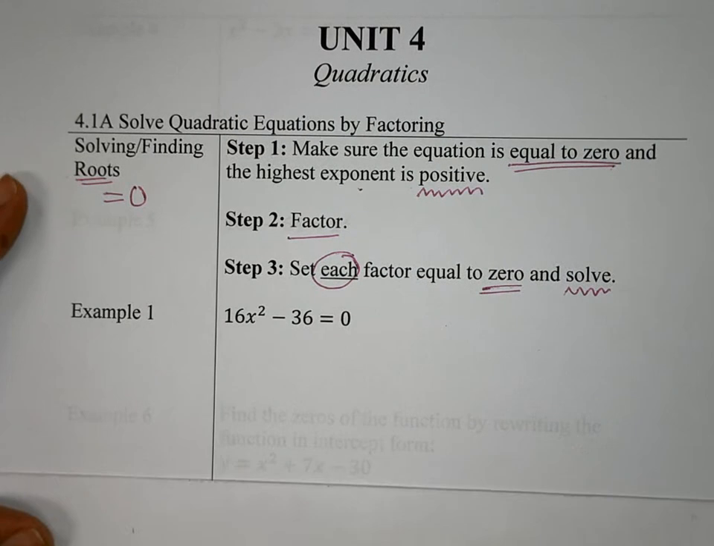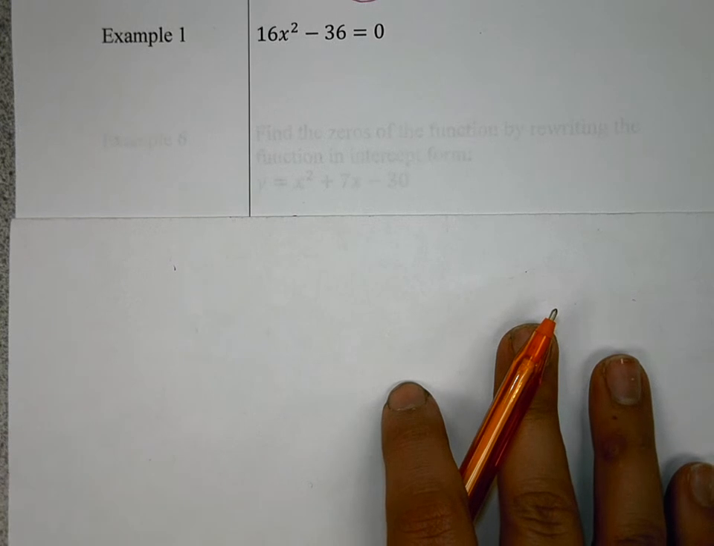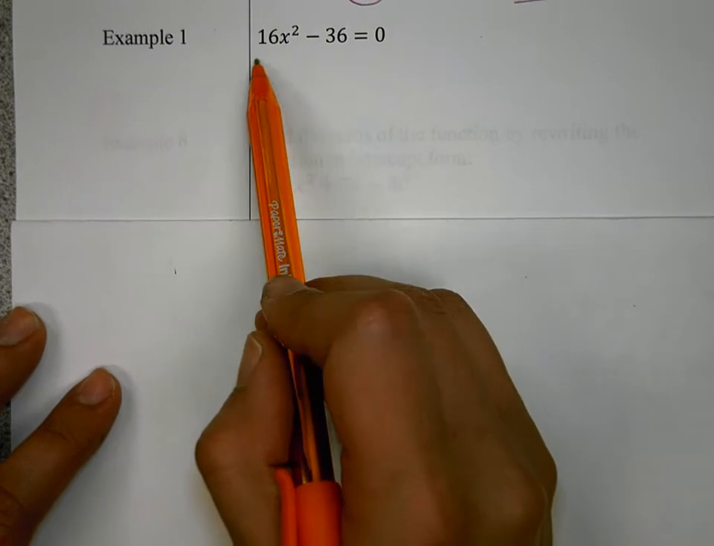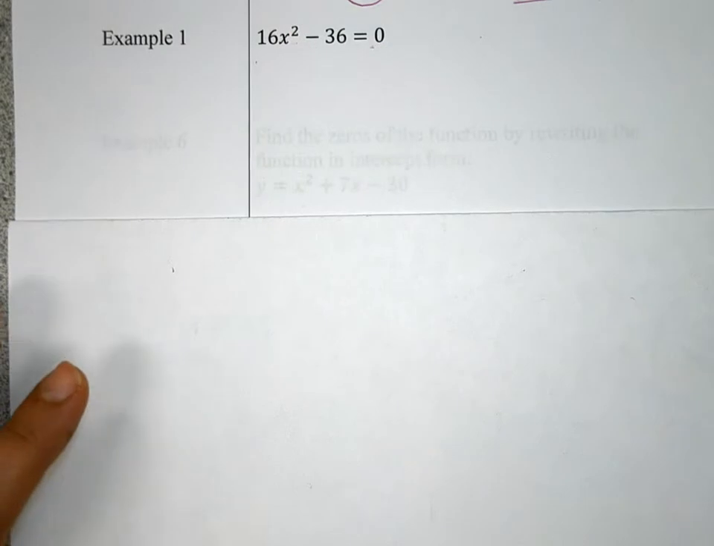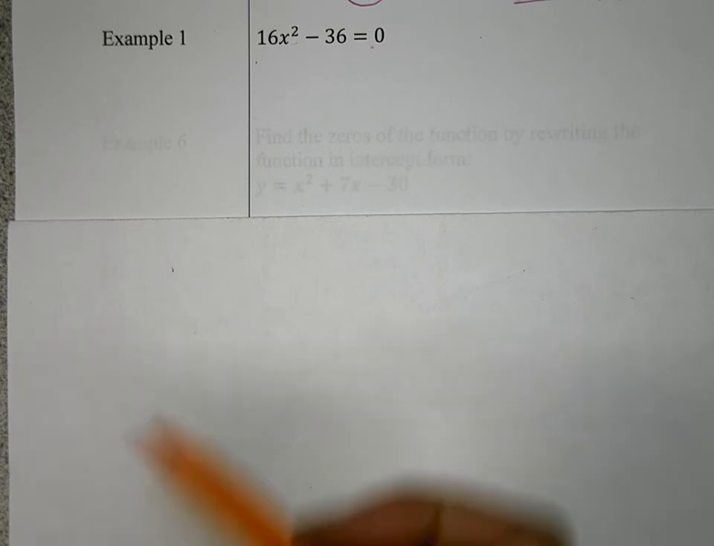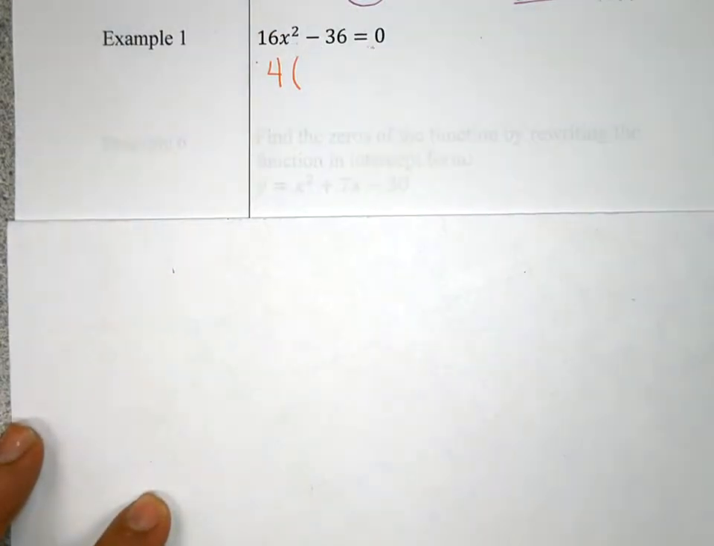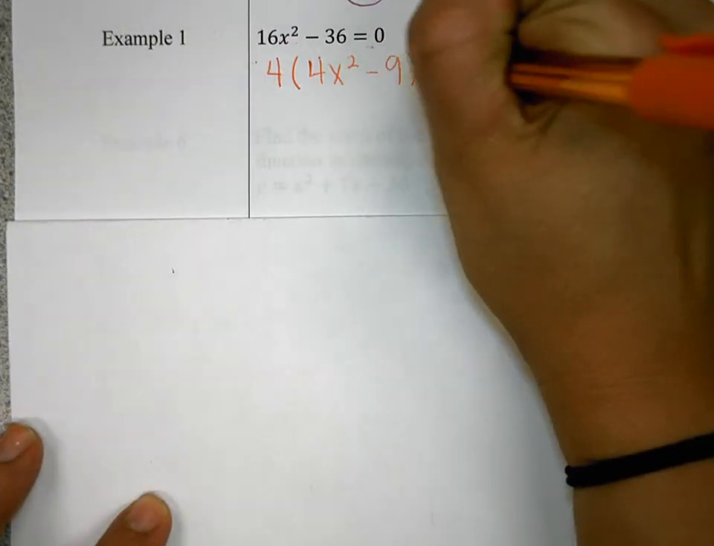So let's look at example 1. We have 16x squared minus 36 equals 0. So the whole thing is already equal to 0. Our highest exponent, x squared, is positive, so we're good there as well. So then we're going to just factor this thing. Now remember, when I'm factoring, the first thing I want to do is look for a GCF, and I do have one in here. It's 4. So let's factor out a GCF of 4, and that's going to leave me with 4 times 4x squared minus 9 equals 0.